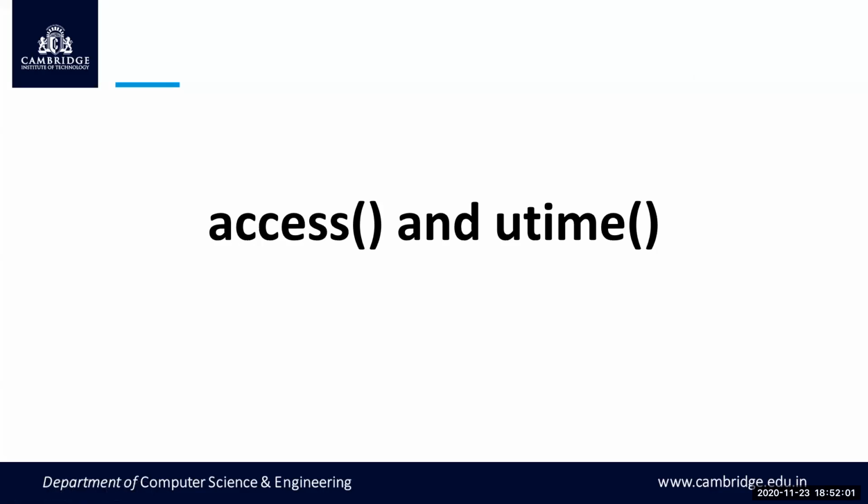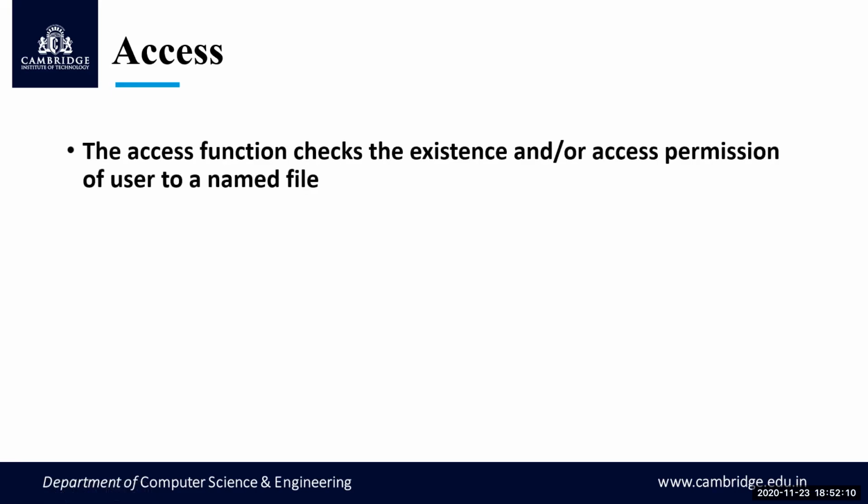Hello everyone. Today I'm dealing with the topic access function and utime function. Access. The access function checks the existence and, or it might be only one, access permission. So that means of a user to a named file.